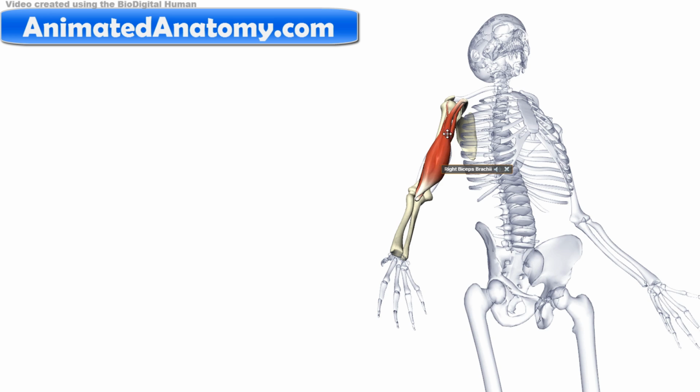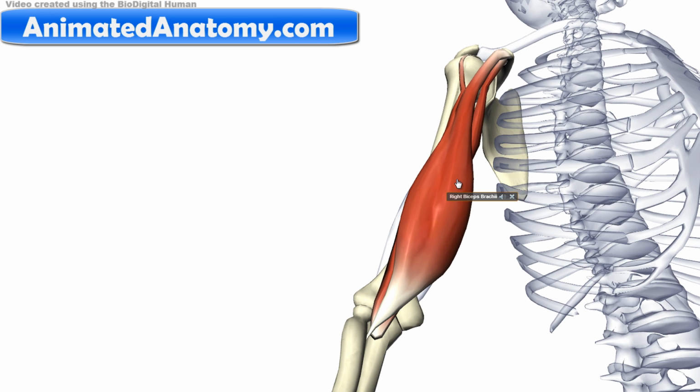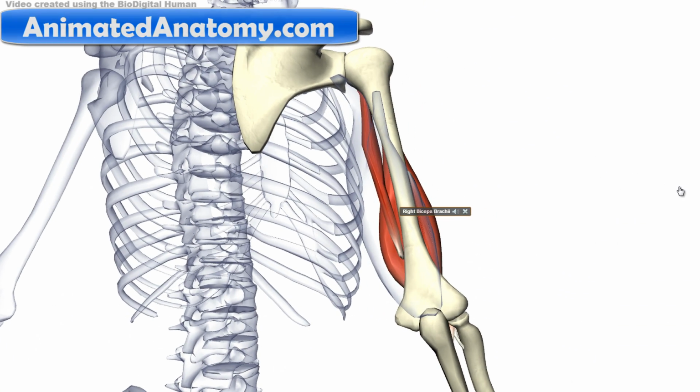So these three muscles make the anterior compartment of the arm muscles. Now I will talk about the posterior compartment.